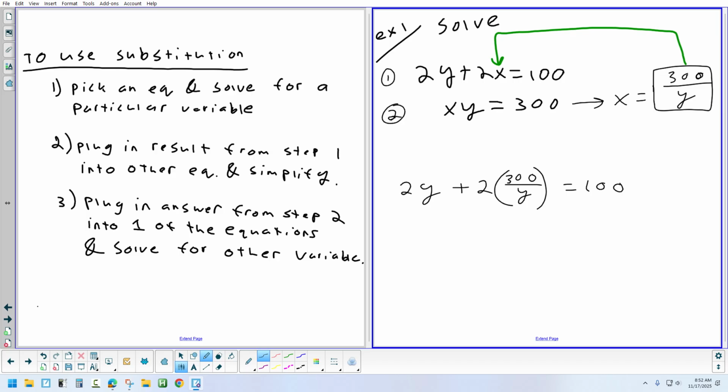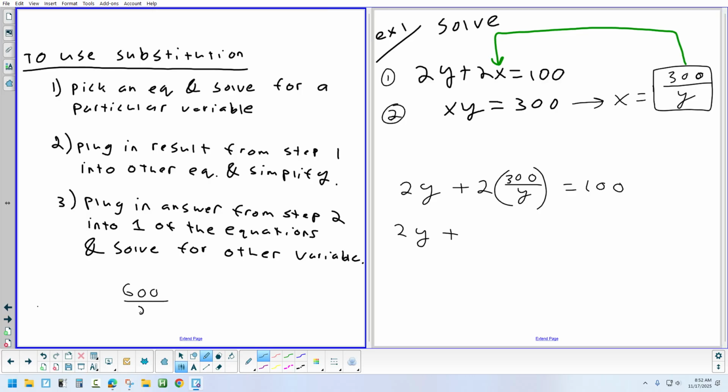All right. So now, if we look at it, we should have only one letter. You might see the letter more than once, but you shouldn't have different letters now. Okay, we have all Y's. Any question on that part of step 2? Now we need to simplify what we have and solve for y. So we've got 2y plus, what's 300 over y times 2? 600 over y.